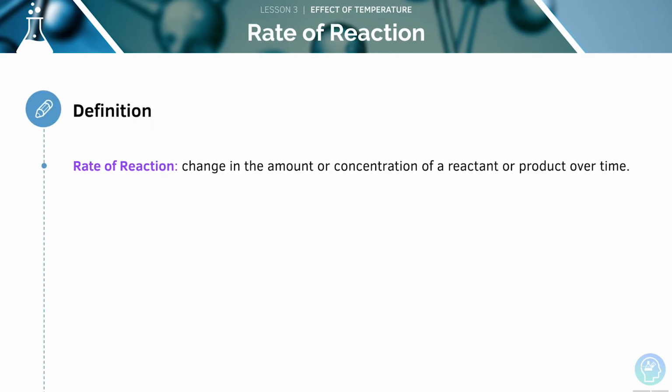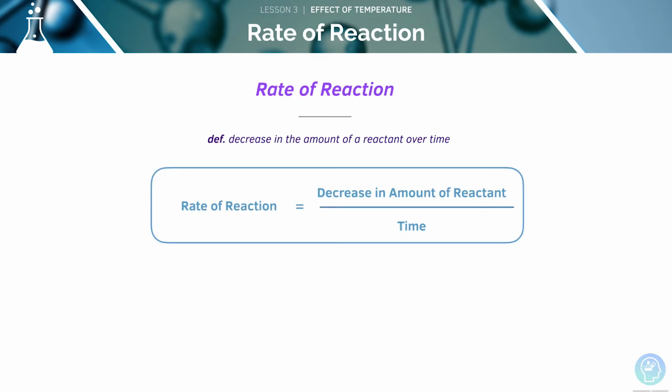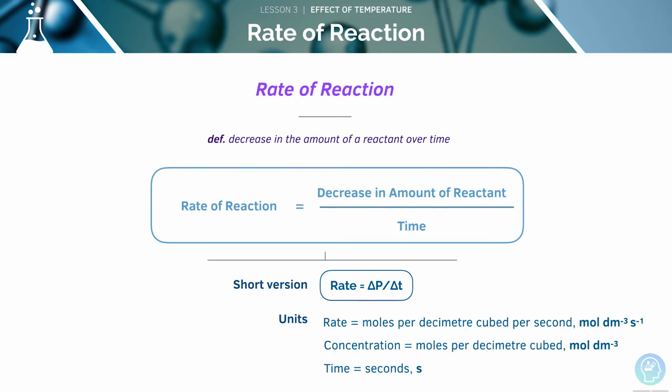The rate of reaction is defined as the change in the amount or concentration of a reactant or product over time. It is defined as the decrease in the amount of reactant over time, and can also be defined by the equation shown here. This is the short version, which is still acceptable to use in AQA exams, as long as you know what the symbols stand for. Here are the units for this reaction. The units can look rather complicated, but they are simply moles per decimeters cubed per second.